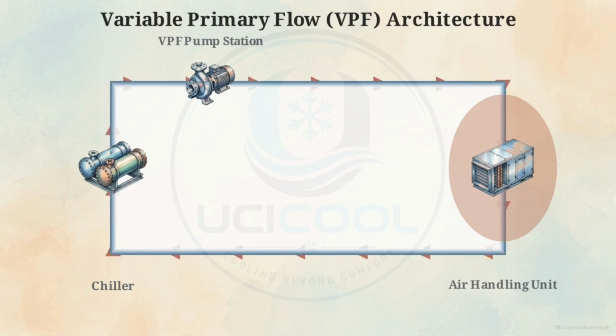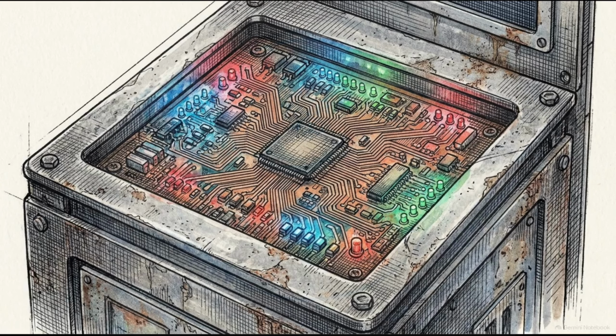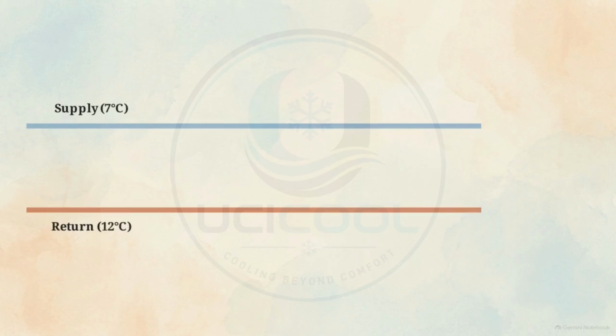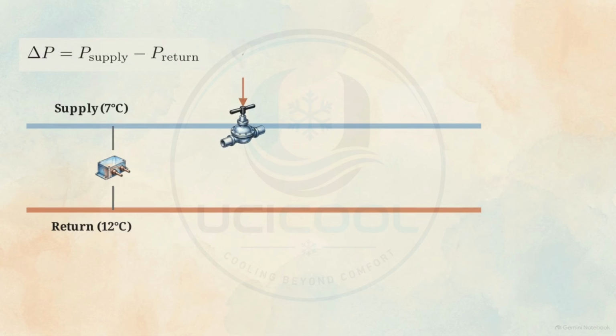Modern designs consolidate this architecture into a variable primary flow, or VPF system. VPF eliminates the redundant secondary pumps entirely. It utilizes advanced controls to allow the water flow to safely vary through both the chiller and building simultaneously. While this reduces capital costs and pumping energy, it forces the system to rely on highly sensitive control logic to safely manage varying flow. That control logic relies on differential pressure, or delta P, calculated by subtracting the return water pressure from the supply water pressure at a specific location.